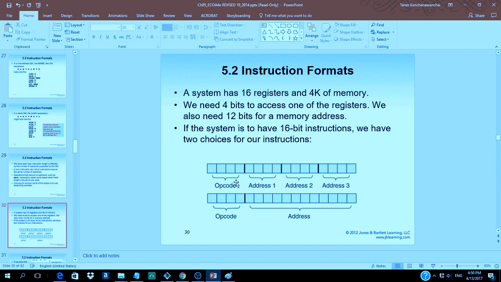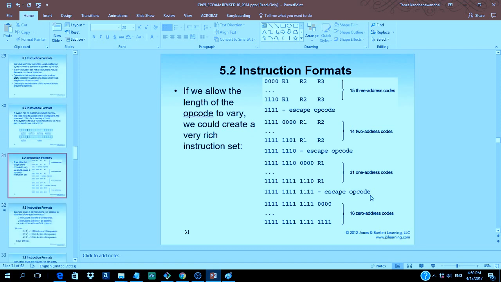Another option is 4 bits opcode and 4-bit address 1, 4-bit address 2, and 4-bit address 3. So if we allow the length of the opcode to vary, we could create a very rich instruction set. In MARIE we have the fixed format, right? So now we can have R1, R2, R3, registers, right?